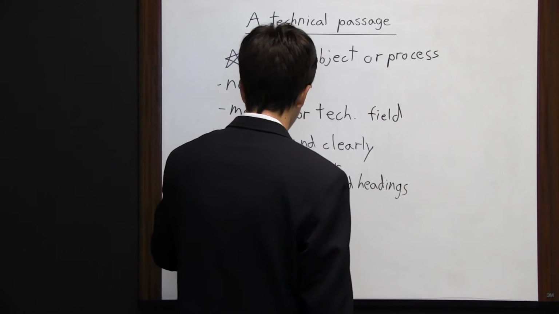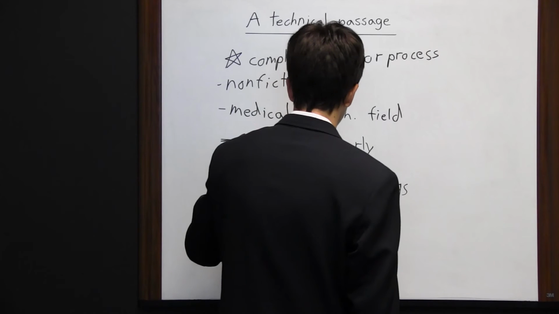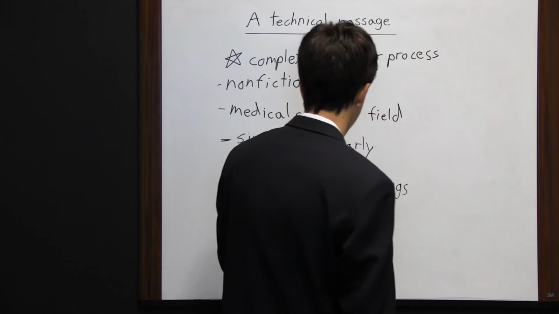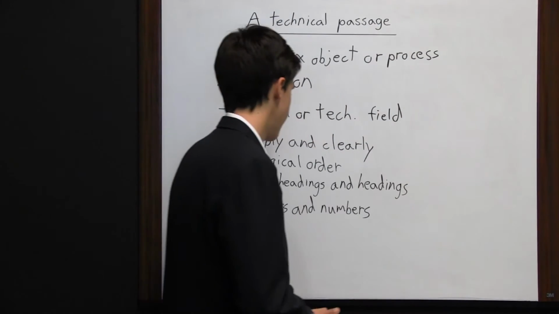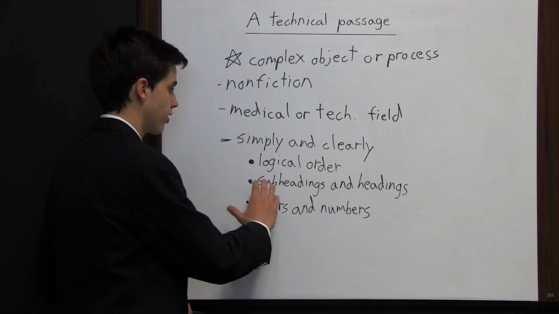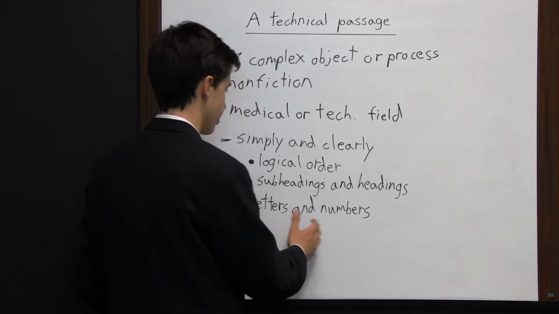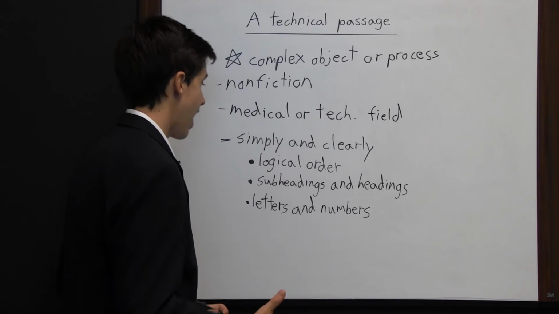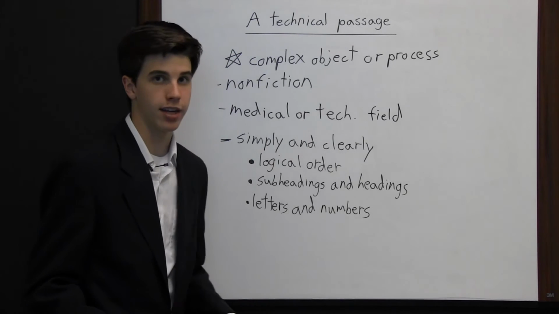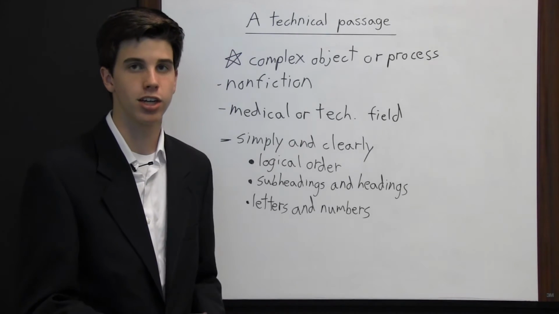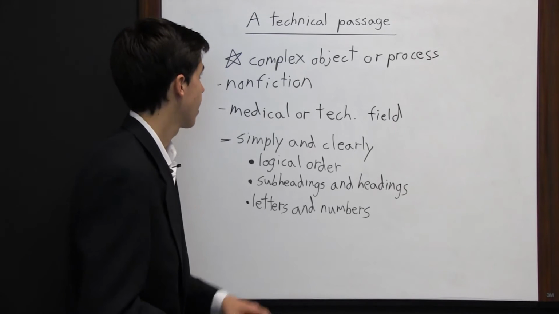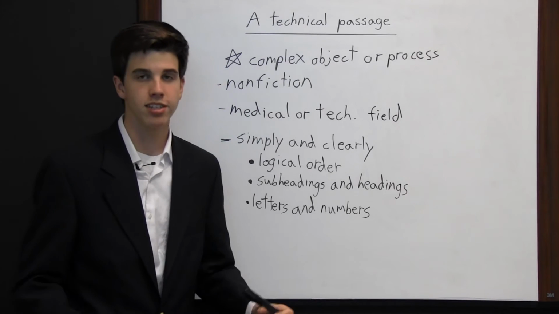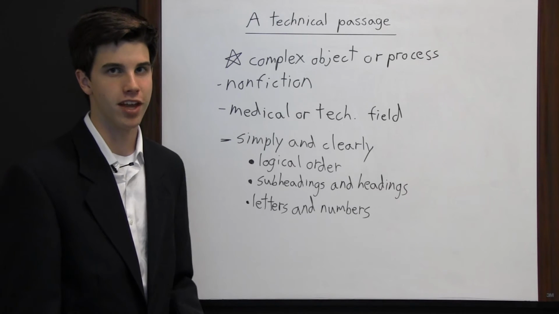That sounds very vague, but what I'm talking about here is numbering the main points or using letters to separate sections of the paper. And because of using lots of subheadings and headings and letters and numbers, oftentimes a passage will appear more like an outline than an actual piece of writing. But nevertheless, that's fine because the goal of the writer here is to describe the complex object or process simply and clearly. So that's the important thing to pay attention to there.